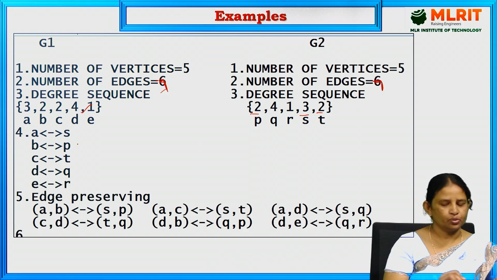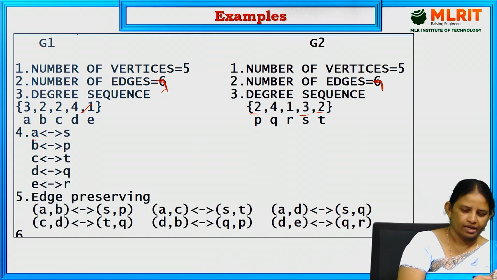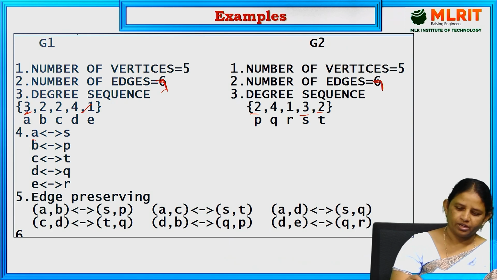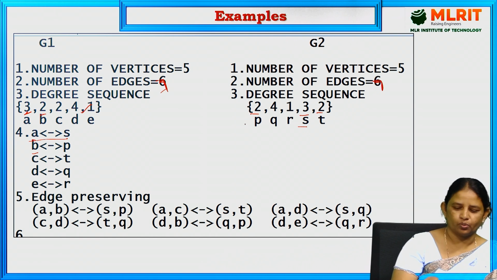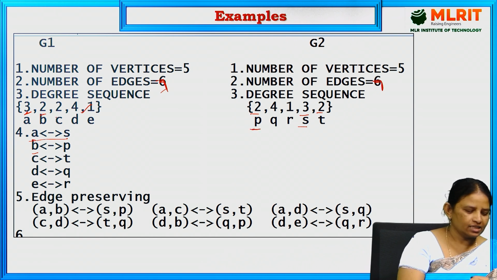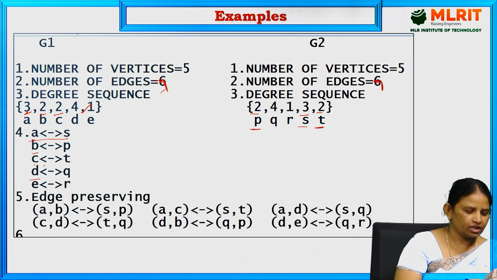Then we need to make the one-to-one correspondence. One-to-one correspondence means A, here degree is A. Here also we can write it as S. A to S. Then B is equal to P. Then C is equal to T. Next, for D is equal to 4, Q is equal to 4. E equal to 1, or is consisting of 1.